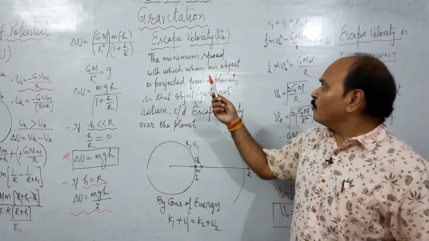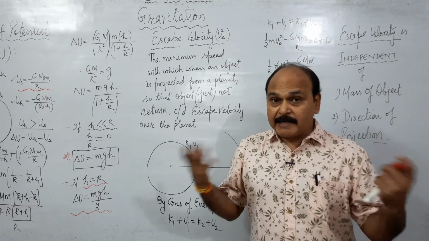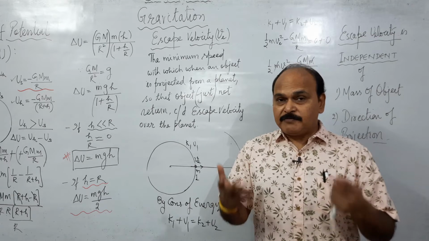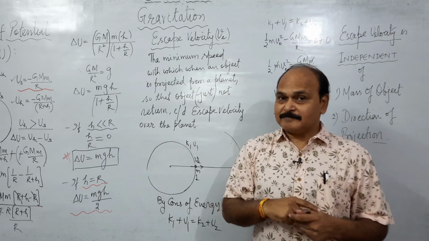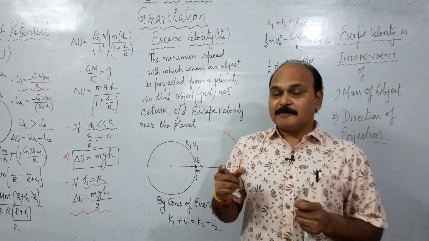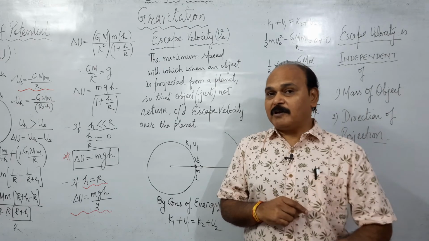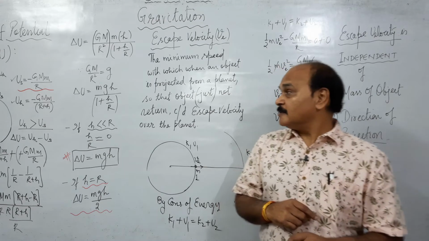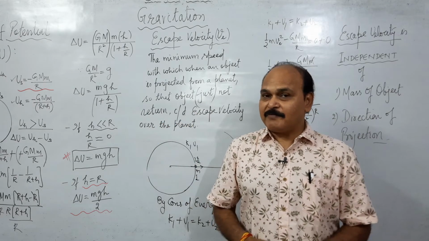Children, let us know what is escape velocity. Escape velocity over a planet is the minimum velocity or minimum speed with which, when an object is thrown, it just does not return. The speed with which we throw an object over a planet so that the object just does not return is called escape speed or escape velocity. So this escape velocity is constant for a planet, and different planets have different values of escape velocity.